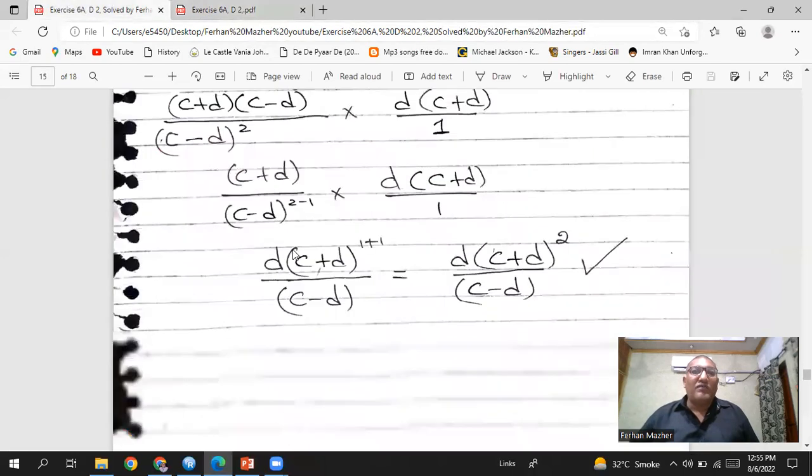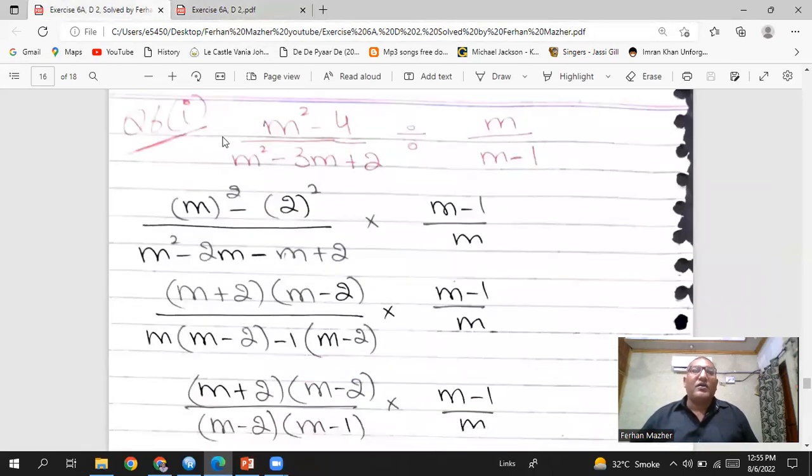Okay, so we are going to the next part. Okay, here we go. So this is m square minus 2 square. Downstairs, when you multiply extreme terms, you get 2.